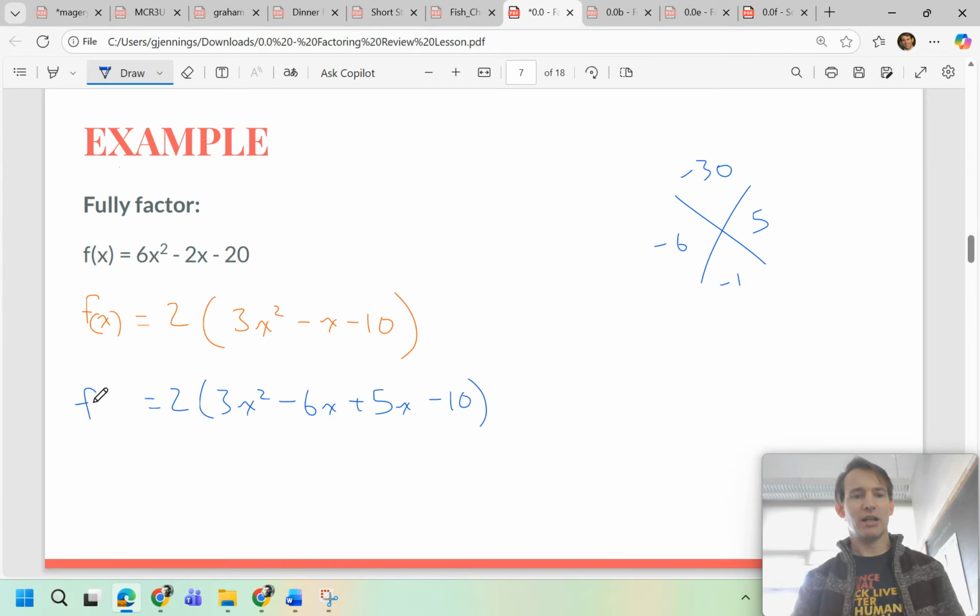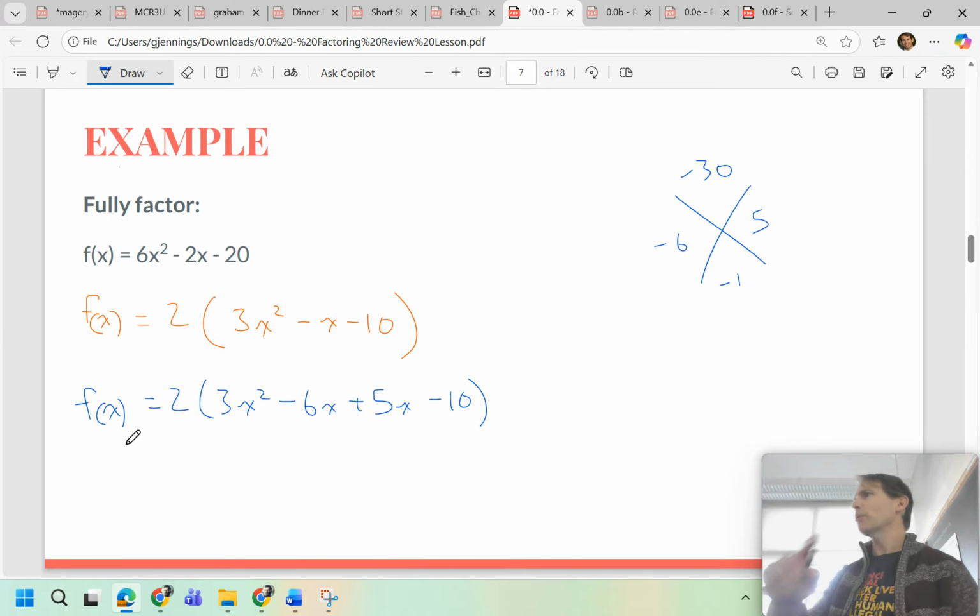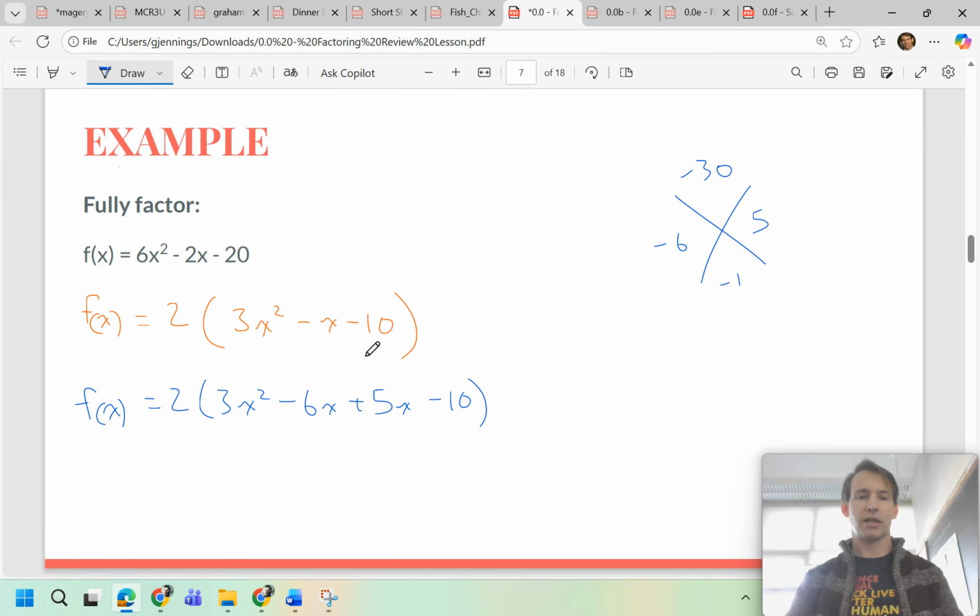I want to multiply to minus 30 and add to minus 1. And those magic numbers are minus 6 and 5. Hooray. So this is 2 times 3x squared minus 6x plus 5x minus 10. And this is still a function, f of x. If it were equal to 0, then after I'm done all this, I set all my factors equal to 0 and find out what those x values are.